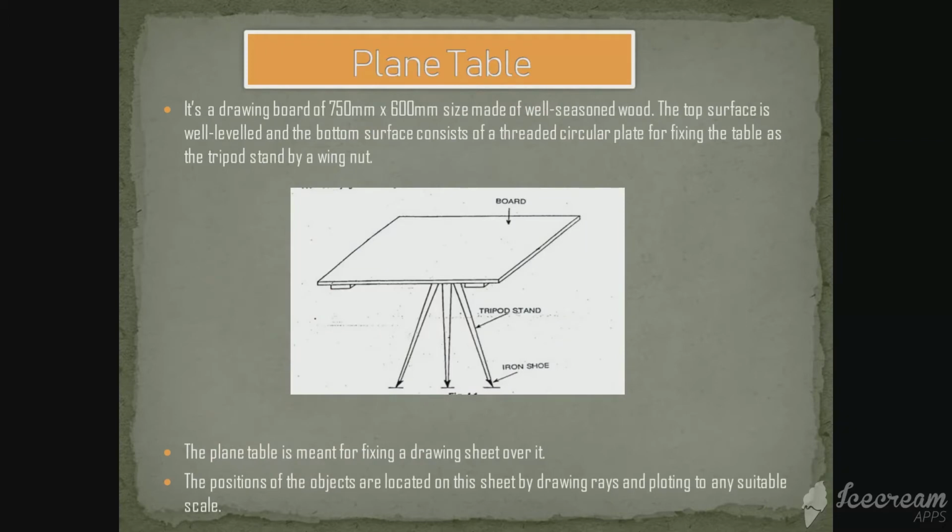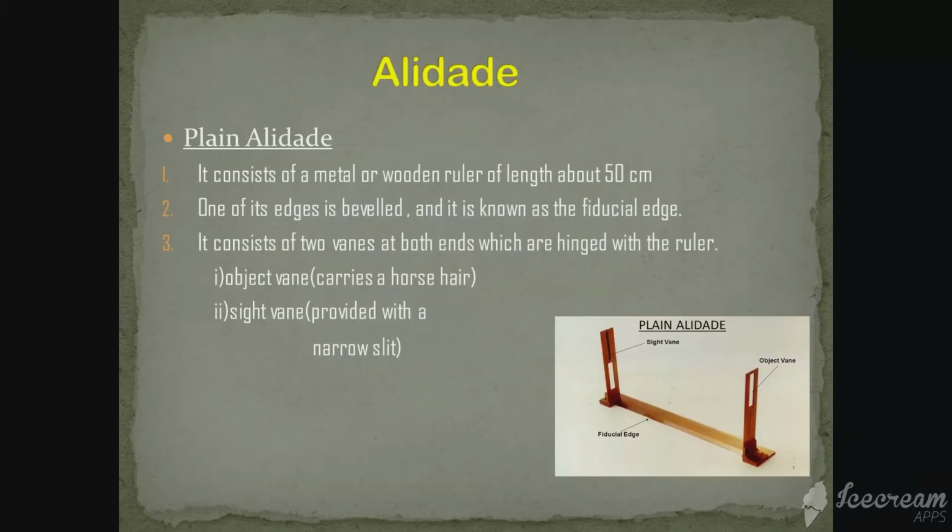First component is the plane table. It's a drawing board of 750 mm by 600 mm size made of well-seasoned wood. The top surface is well leveled and the bottom surface consists of a threaded circular plate for fixing the table to the tripod stand by a wing nut. The plane table is meant for fixing a drawing sheet over it. The positions of the objects are located on this sheet by drawing rays and plotting to any suitable scale.